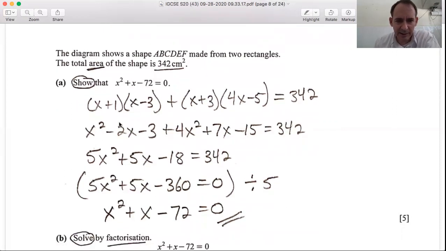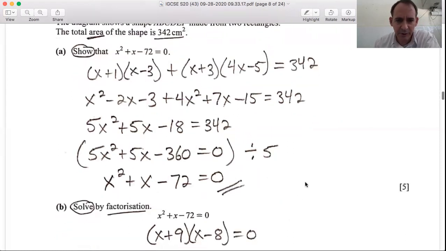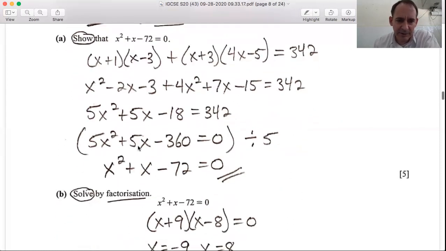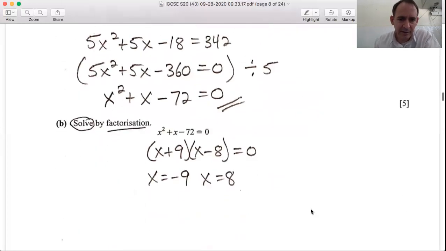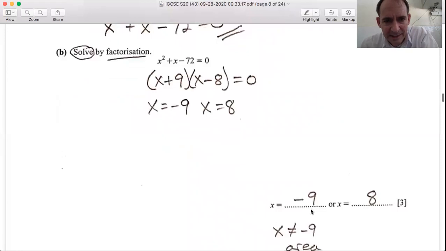Again, since you have a quadratic in there, get everything on one side and set equal to 0. And you end up with 5x squared plus 5x minus 360 equals 0, which you can reduce by dividing everything by 5, giving you x squared plus x minus 72 equals 0, which is exactly what they wanted you to get. Then we want to solve that by factorizing.